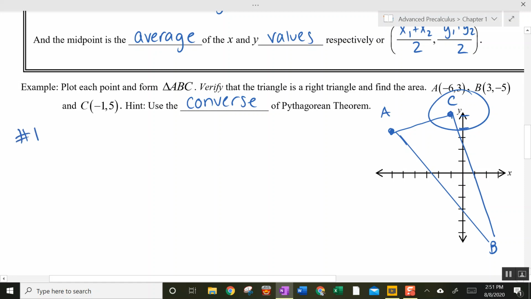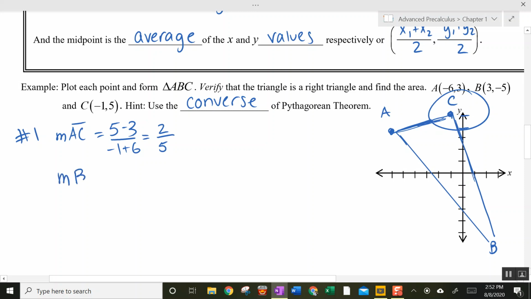We're going to figure out the two slopes here. So the one for the slope of segment AC, and one of segment BC. So the slope of segment AC, just a quick slope calculation between those 2 points. Difference in your y coordinates looks like 5 minus 3 all over -1 plus 6, or 2/5.